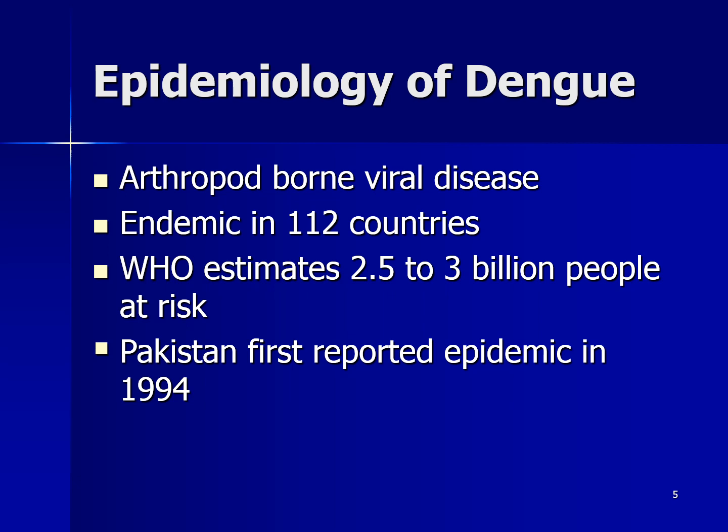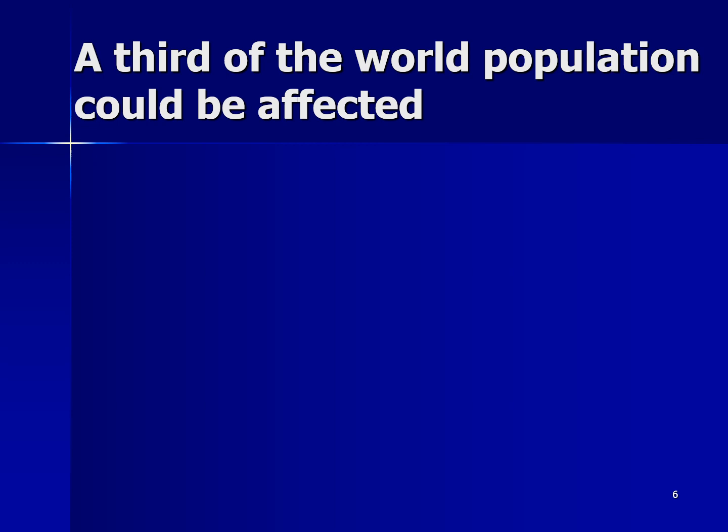Pakistan first reported an epidemic in 1994, so it's not a new disease for Pakistan, but an increase in the number of cases is now being seen compared to 1994. A third of the world population could be affected.